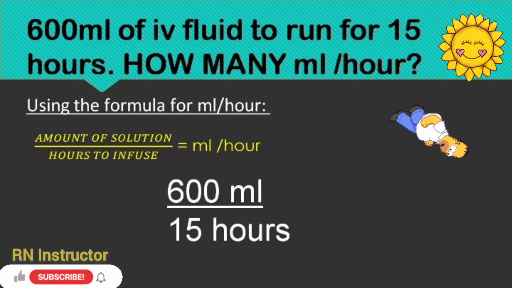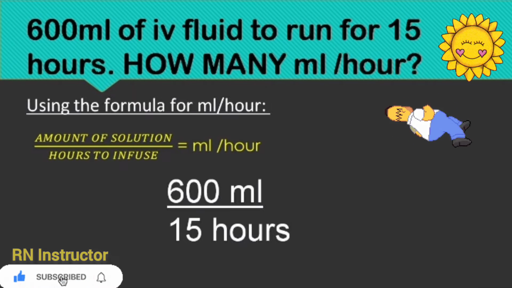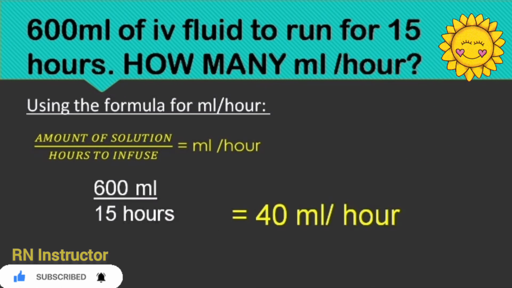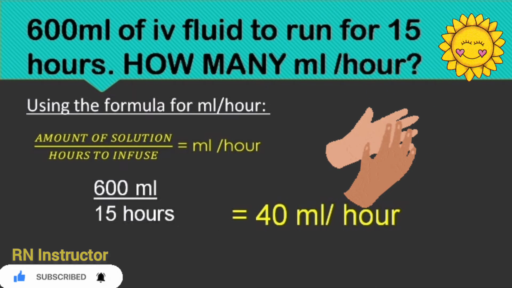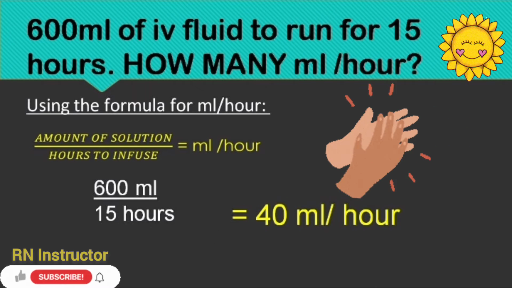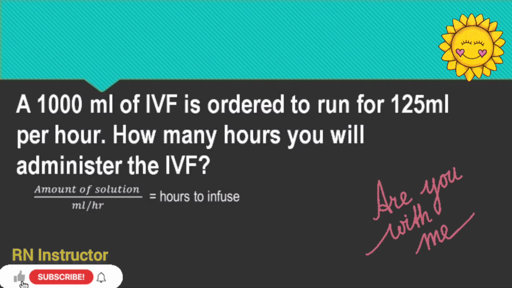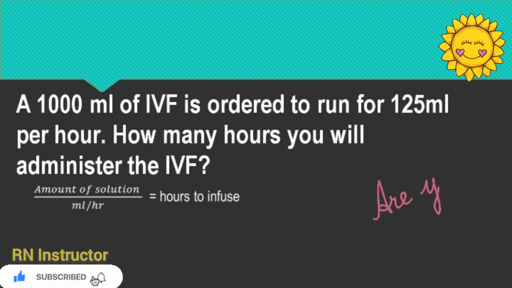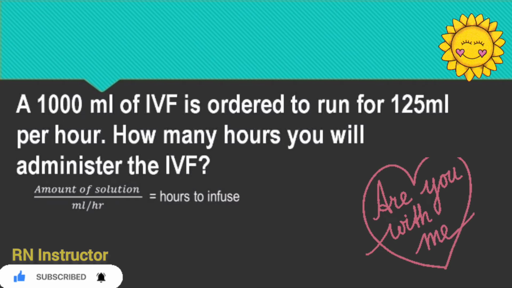By applying the ml per hour formula, the amount of solution is 600 ml, to be divided by hours to infuse, which is 15 hours. Then you will get 40 ml per hour that you infuse to your patient. So the next question is 1000 ml of IV fluids is ordered to run at 125 ml per hour. So how many hours will you administer the IV fluids to your patient?